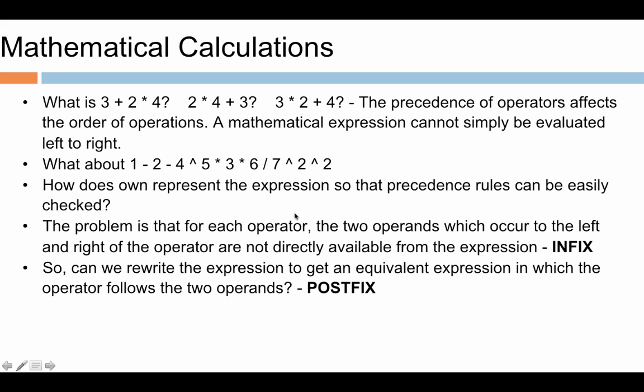We say that for every operator, the two operands which occur to the left and right are not immediately available. For example, for this minus you cannot say the operands are 2 and 4 respectively. You can only say that the first operand is the result of the expression 1 minus 2 and the second operand is the result of this very complicated looking expression. Therefore, how does one extract this information is the challenging question.